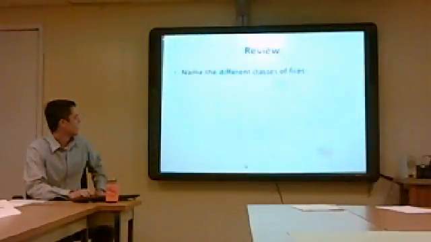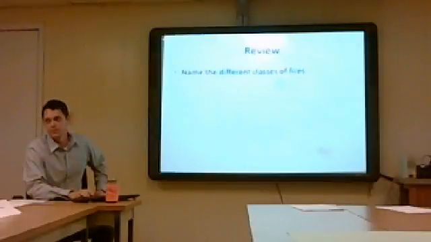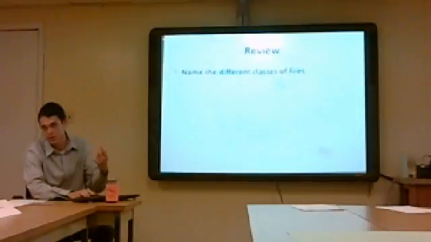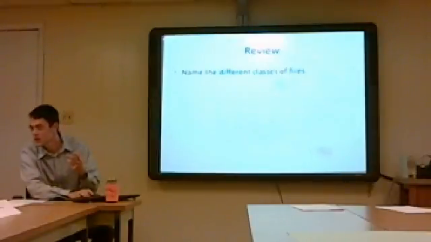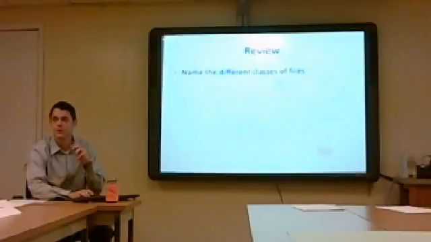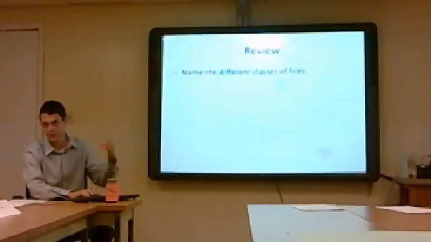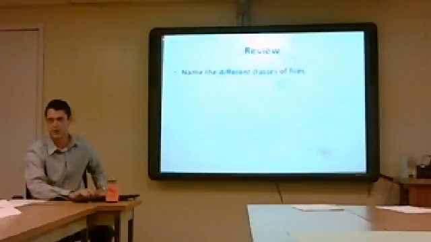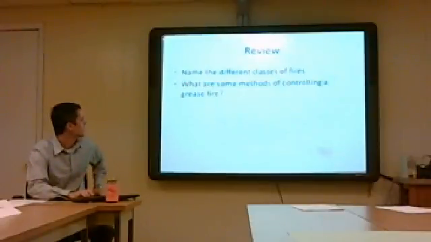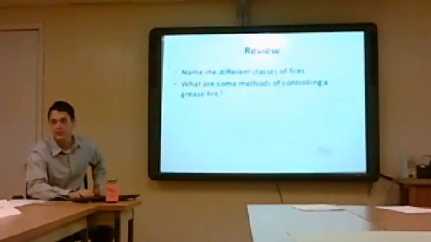So, name the different classes of fires. What did we go over today? Okay, A is combustible material, paper, wood. B. Yeah, B is what? Old gas. Yeah. C. Electronic. D. Metal. Metal, right. And then you have K. It's a Class K fire, and it's a purple K fire extinguisher. What are some methods of controlling a grease fire? We talked about this in detail. Purple K. Smother and purple K.